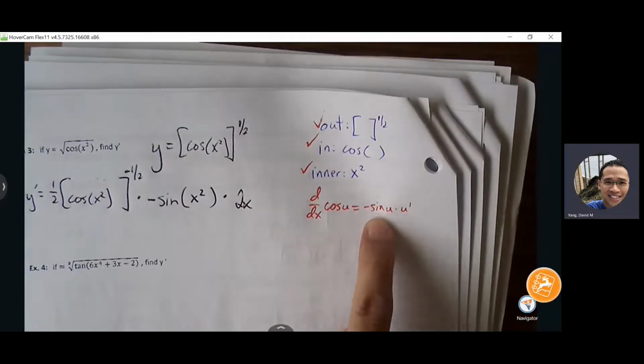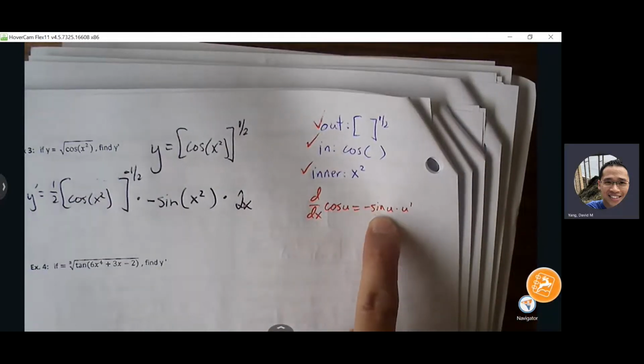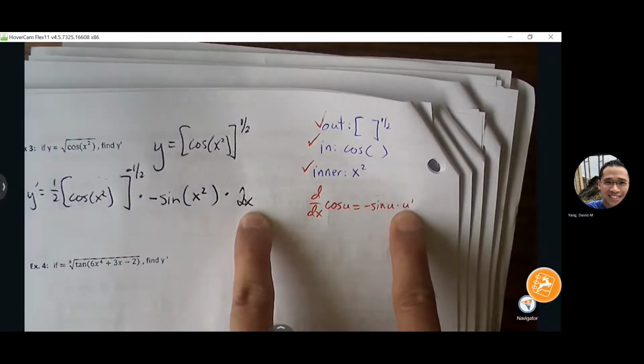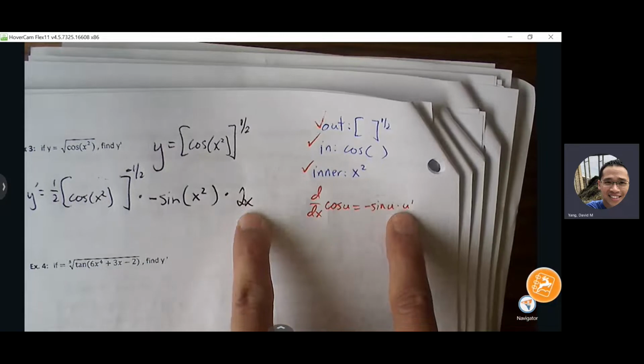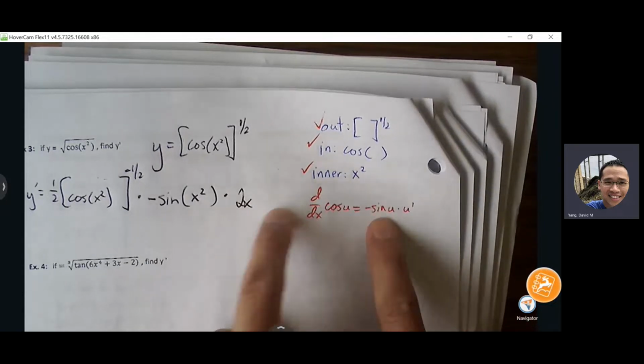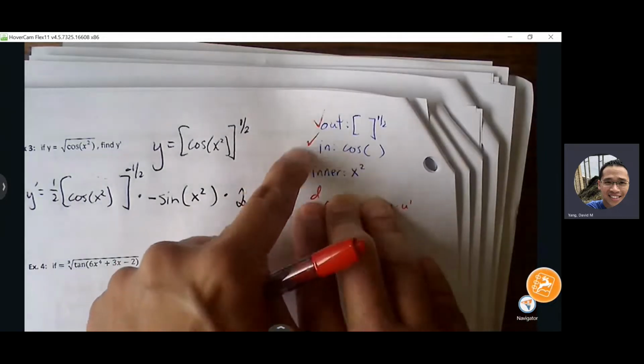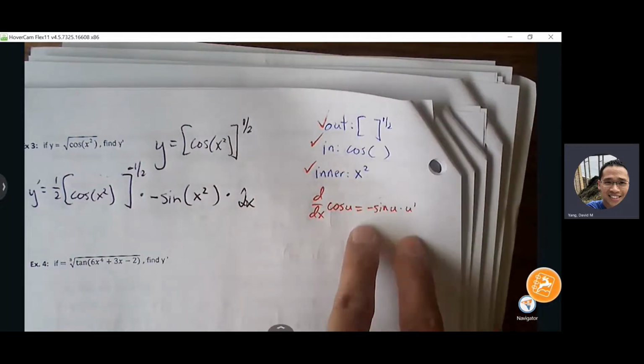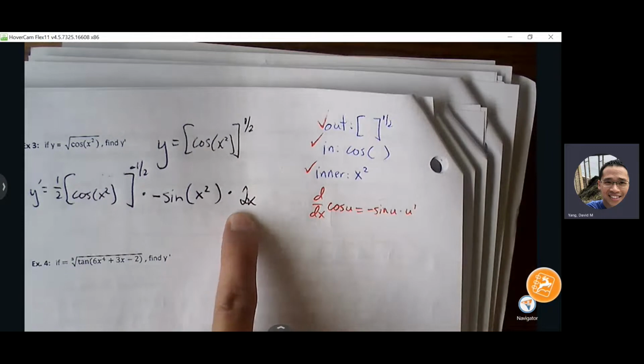If you just follow this rule to its end, negative sine of u times u prime, then that 2x is just going to take care of itself. So I don't want you to think that I've got to do this 2x and I've got to do this inner. That is kind of a duplicate. So either you go through this process or you just go through the chain rule within cosine. Either way, just make sure that the 2x shows up.